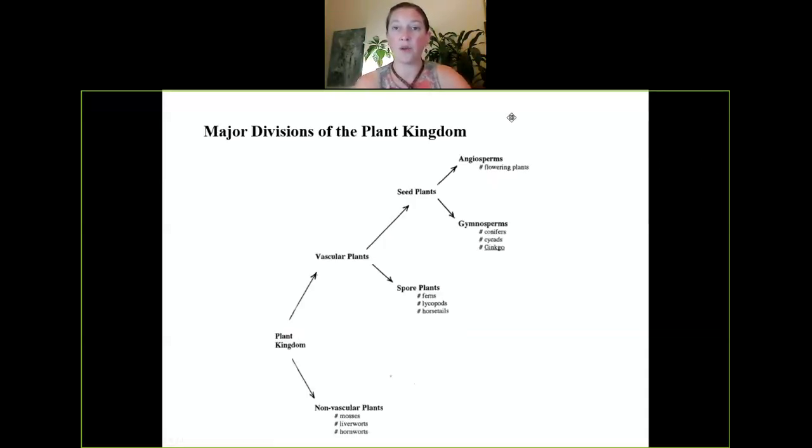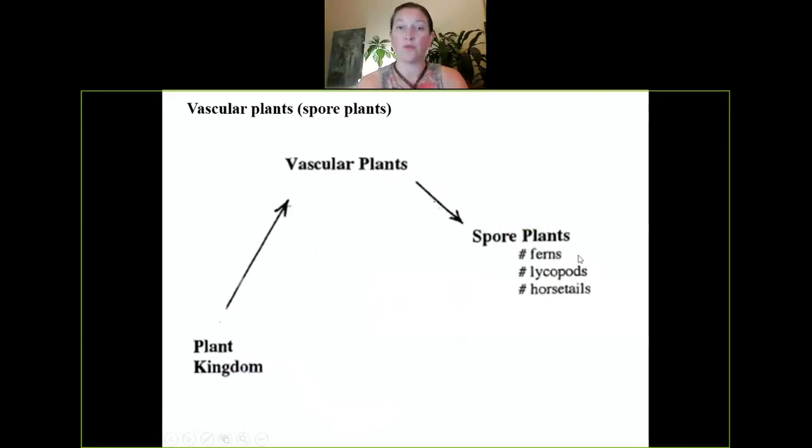And I always like to get oriented before we do that. So here's the plant kingdom, the different components of the plant kingdom. Last time we talked about these non-vascular plants down here. So now we've moved up into the vascular plants, and in particular, the vascular plants that shed spores as versus the vascular plants that shed seeds. Those are what we'll cover in labs 9 and 10. So vascular plants that shed spores: ferns, lycopods, and horsetails.